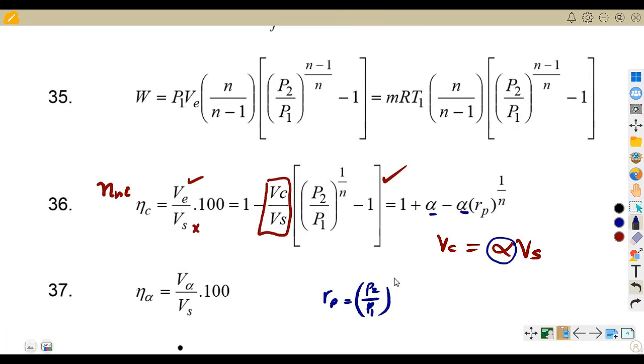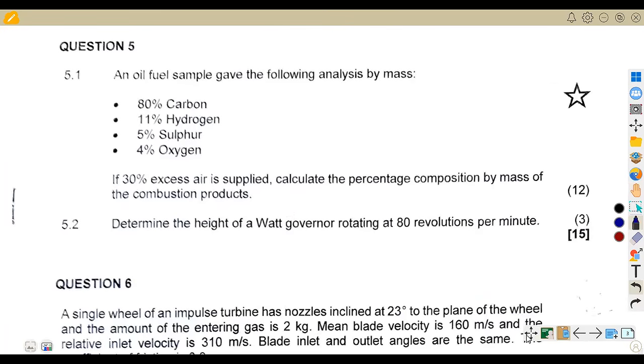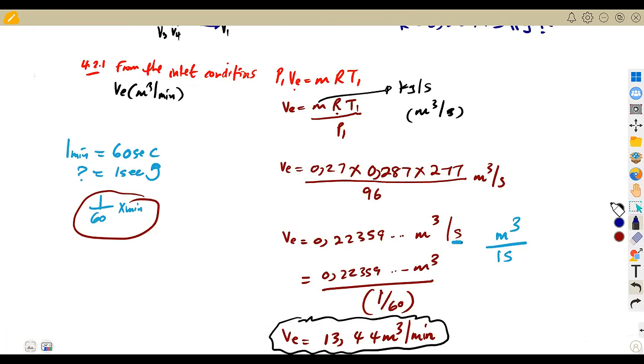But remember from our diagram, I referred that P1 and P4 are equal, and also P2 and P3 are equal. So instead of having this as P2, which is the ratio of pressure, it can be taken from P3 over P4. We can have this RP as P3 over P4. So we can also use this one. All right, so I hope you saw the formulas. I'm just going to take those formulas and calculate.